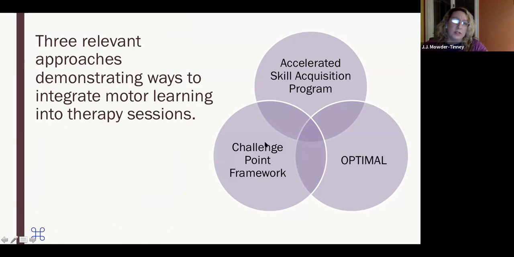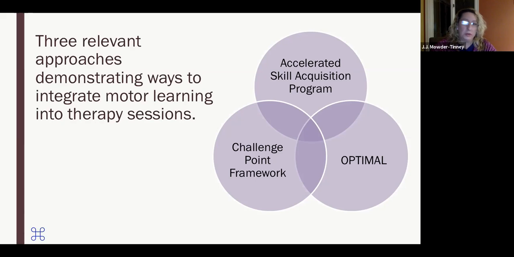I edited this part down, but I just wanted to highlight, and I think Claire mentioned, I don't know if it was one of our small group meetings or a bigger group, the Accelerated Skill Acquisition Program, or Optimal. You referenced one of them. And really what we tried to do, Chris and I, was go through the literature extensively and try to find some common themes. And these were the most common, most studied approaches right now looking at motor learning.